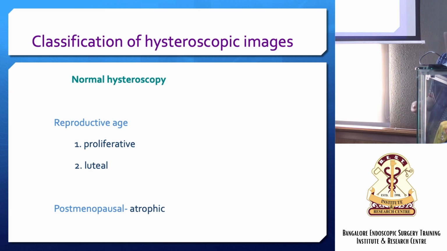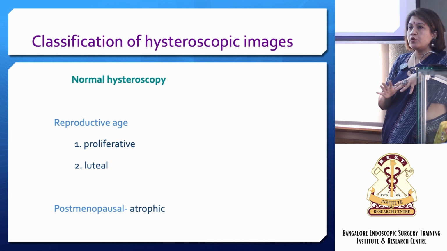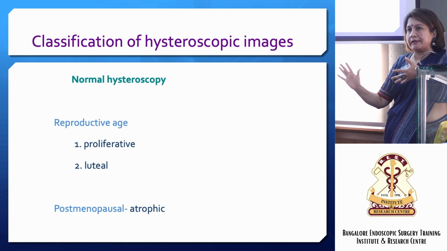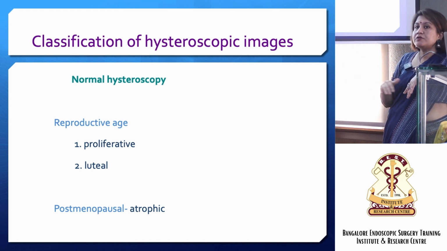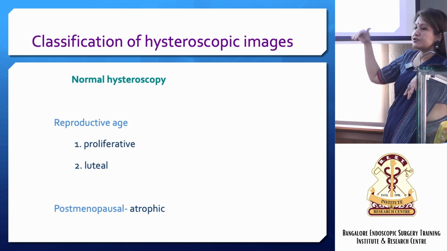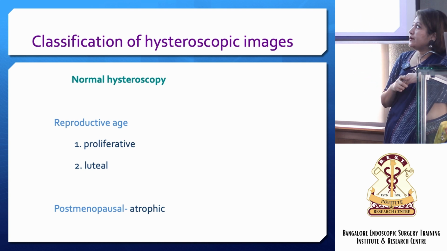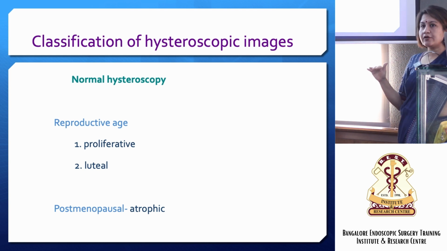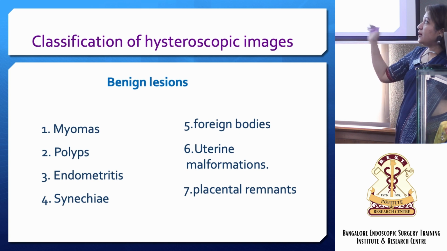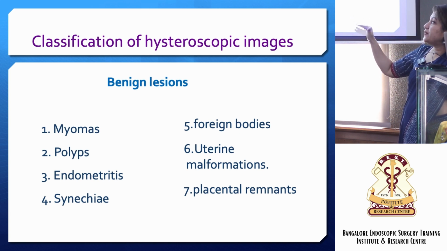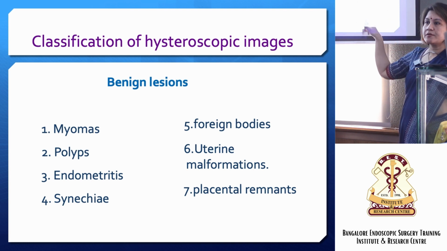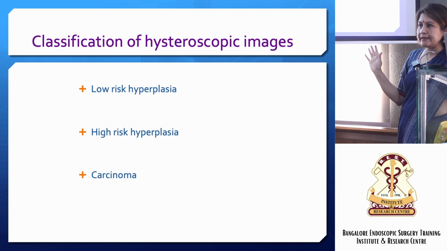Now, once we have gone in, what are the images that we are going to see and interpret? One is a normal endometrium, and one is a pathological endometrium. In the normal endometrium also, the appearance will differ in different stages of the menstrual cycle. In a reproductive woman, you are looking at two stages, proliferative and luteal phase, and in a postmenopausal woman, the atrophic endometrium. We should be able to pick up benign lesions, which is mostly what we are looking at: myomas, polyps, endometritis, synechiae, foreign bodies, malformations and placental remnants. These are different images I am going to run through. And of course, pre-malignant and malignant lesions.